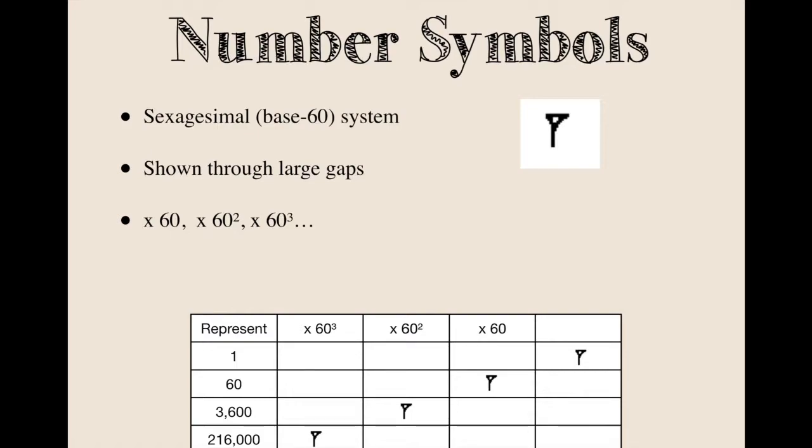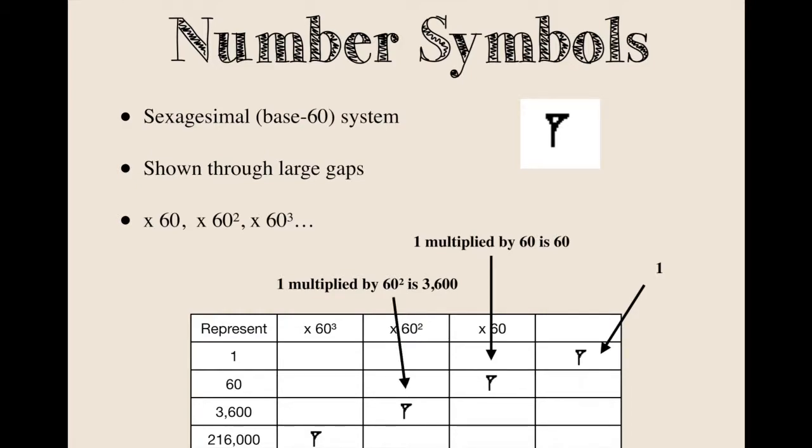So the first one, because it's not multiplied by anything, would just mean 1. However, if it's put over here in the times 60 column, it would be 1 multiplied by 60. Therefore, this triangle with a rod would represent 60. Then if you put it farther into the chart, it would be 1 multiplied by 60 to the power of 2, which would be 3,600. And that is the value of this symbol.